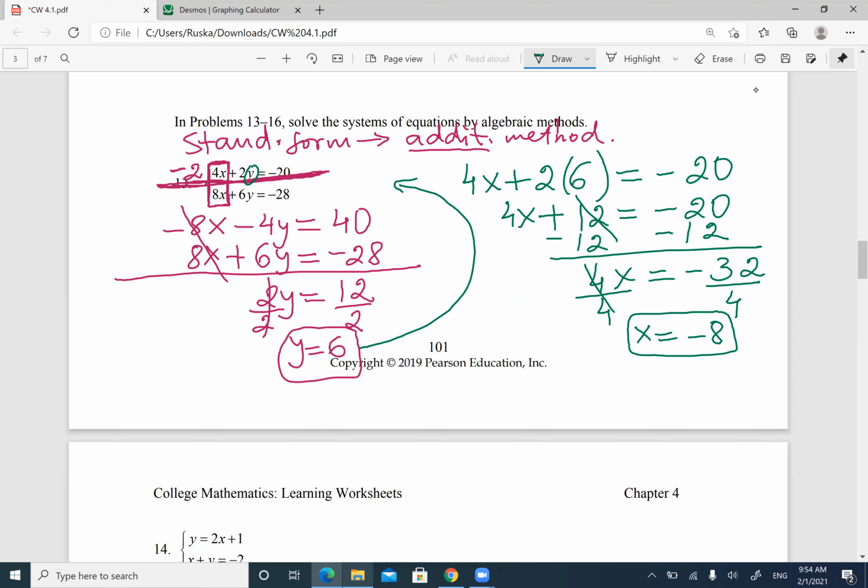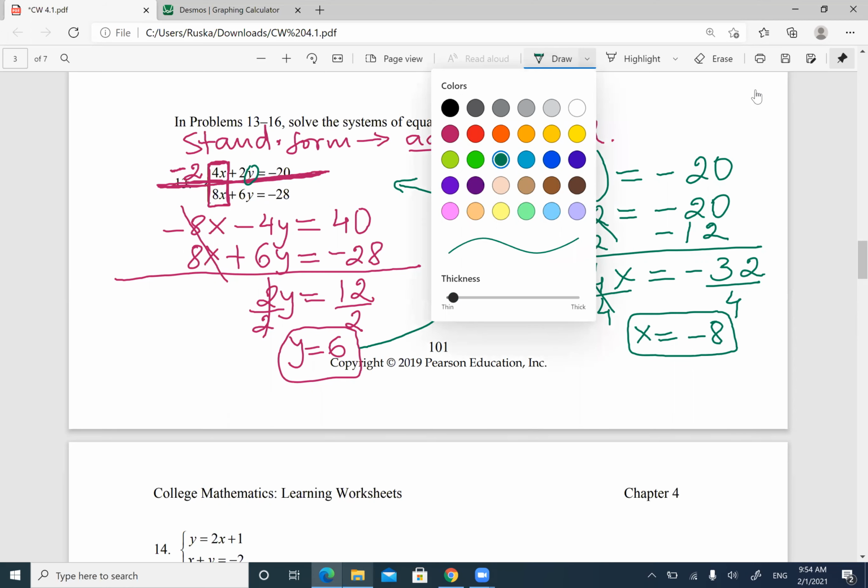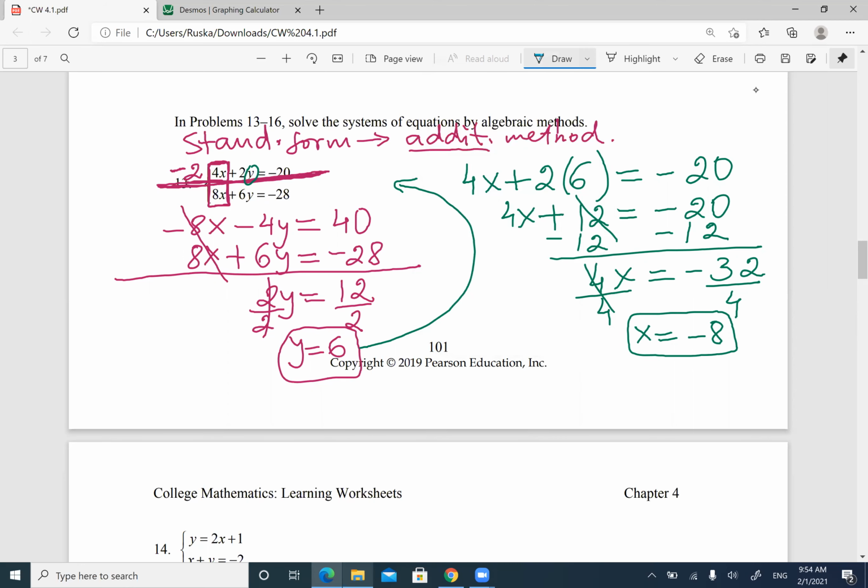So this is my solution. x is negative 8, y is 6. Now, when you write your answer, be careful. You have to write it in that specific order. The first number is always x, which is negative 8, and the second number is always y. So my final answer is going to be negative 8, comma, 6. Always the first number is x, the second number is y, because that's how the coordinates of the point are. Okay? Everybody understand the addition method?